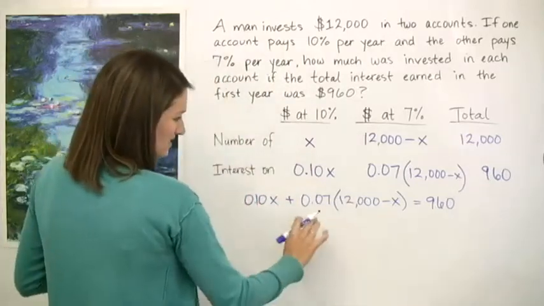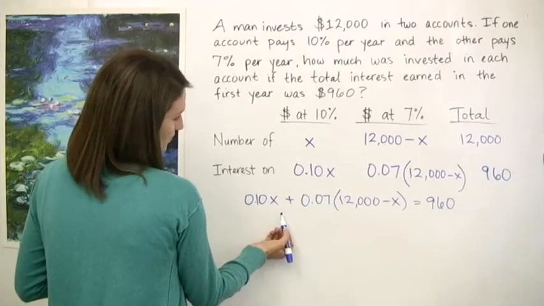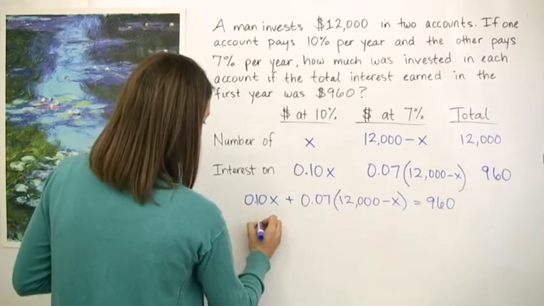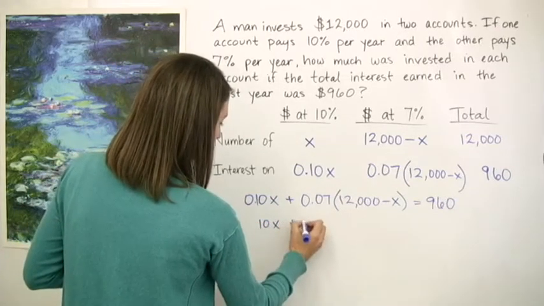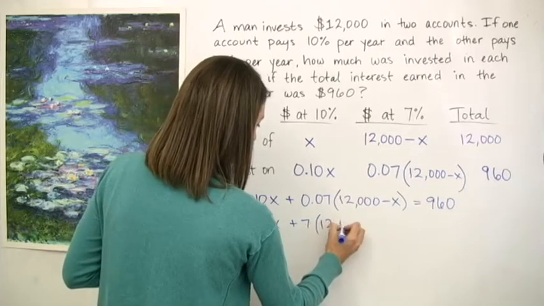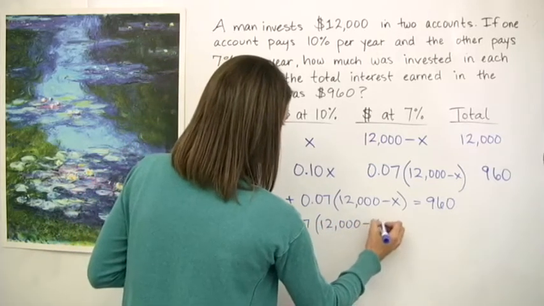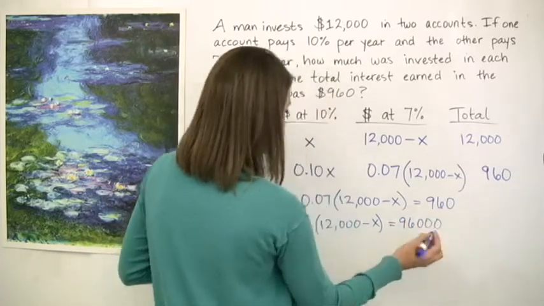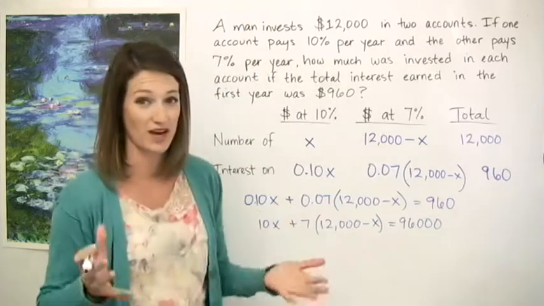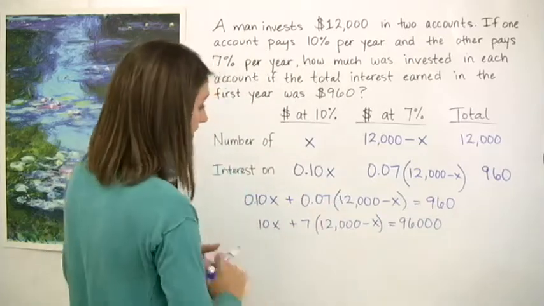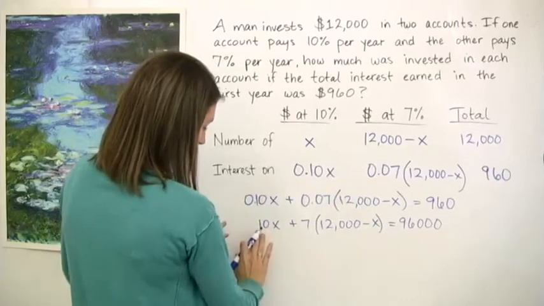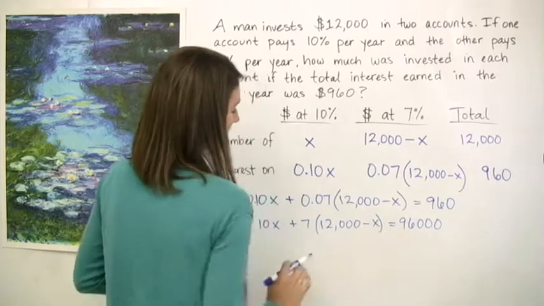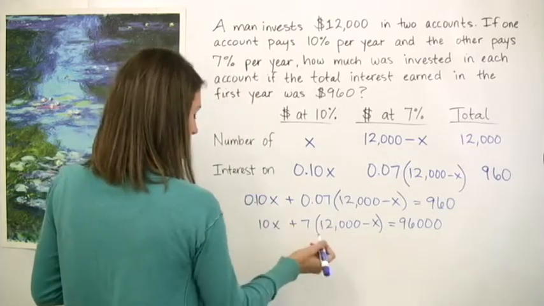So now let's solve this equation for x. To make the math easier, we should get rid of these decimals. So let's multiply both sides by 100. And by doing that, we get 10x plus 7 times 12,000 minus x, and that's equal to 96,000. So again, we multiplied both sides of this equation by 100. We're not going to change the solution by doing that. And so we're left with 10x plus 7 times 12,000 minus x equals 96,000.